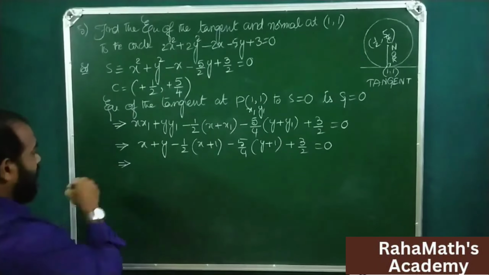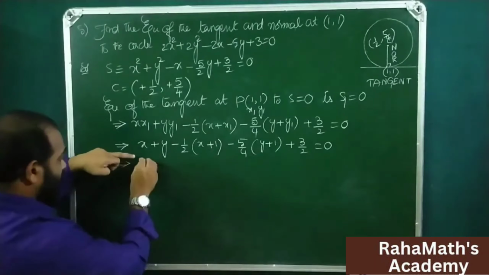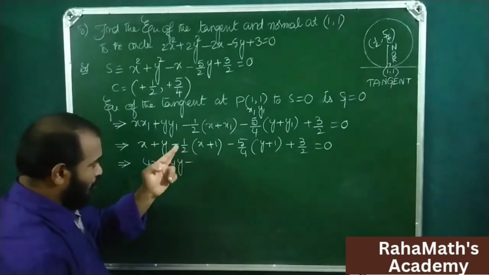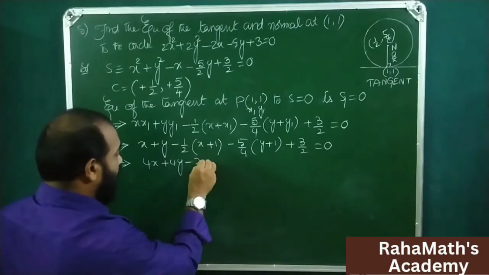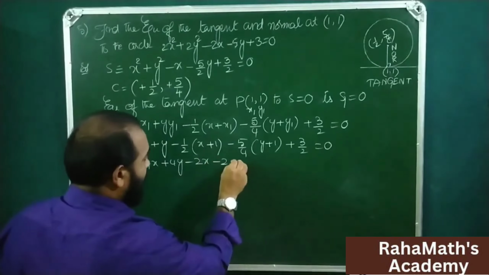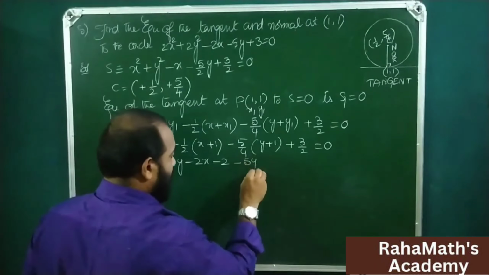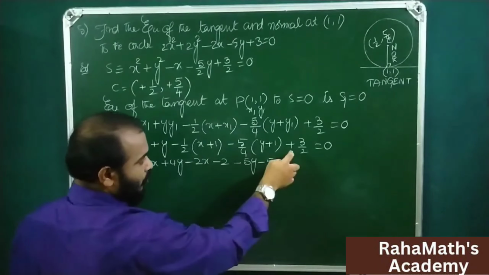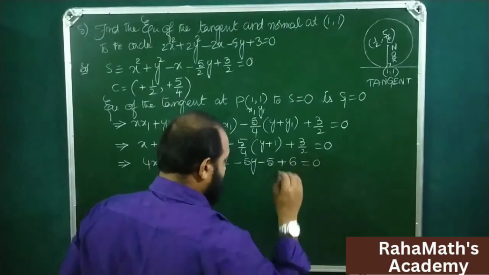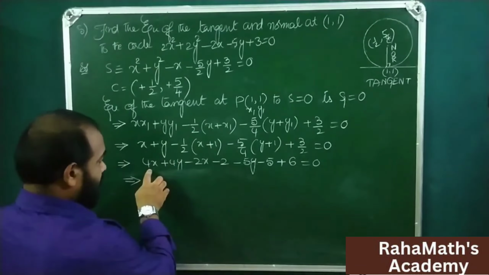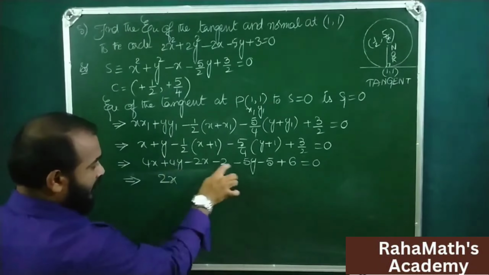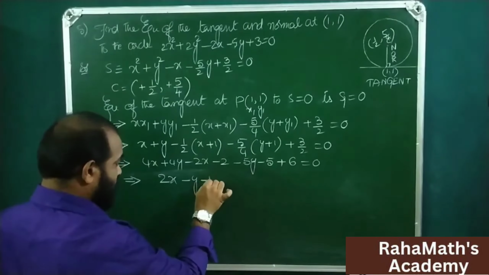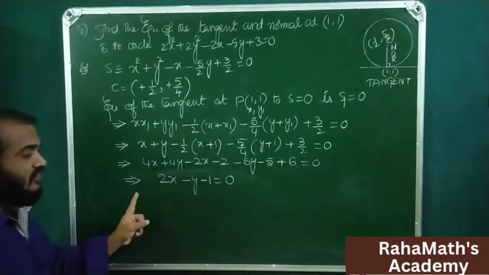So let us take 4 as the LCM. So 4x plus 4y minus 4 by 2, 2 of x plus 1, so 2x minus 2, minus 5y minus 5, plus 4 is the LCM, 4 by 2 is 2, 2 threes are 6, equals 0. 4x minus 2x is 2x, 4y minus 5y is minus y, 6 minus 5 is 1, minus 2 is minus 1, equals 0. So this is the equation of the tangent.